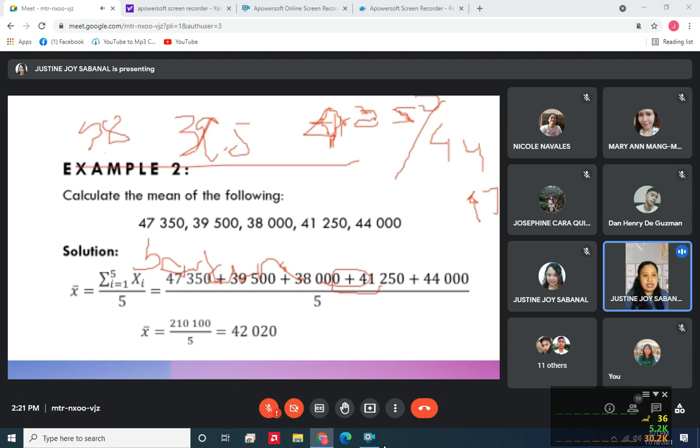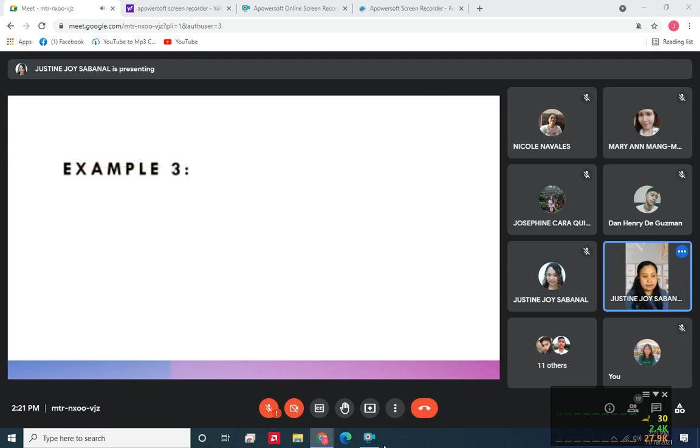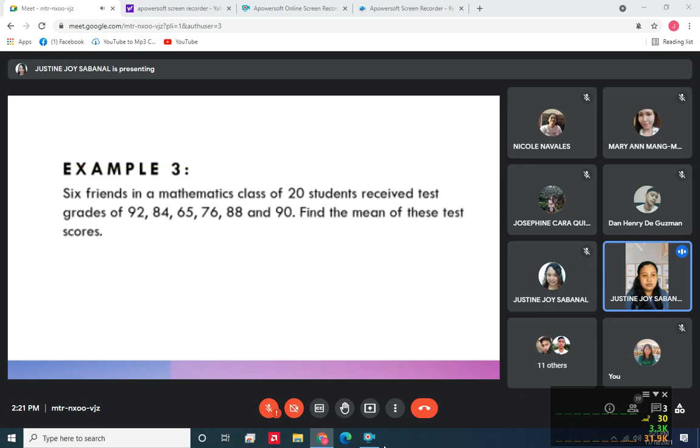So, yung third example naman po natin would be given by this. So, 6 friends in a mathematics class of 20 students received test grades of 92, 84, 85, 76, 88, and 90. So, find the mean of these test scores. So, similarly, doon sa previous example natin, all we have to do is to add the values.